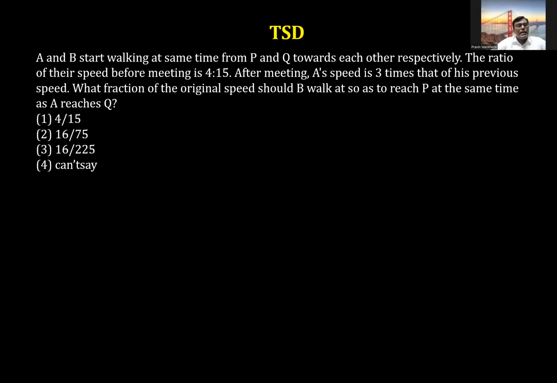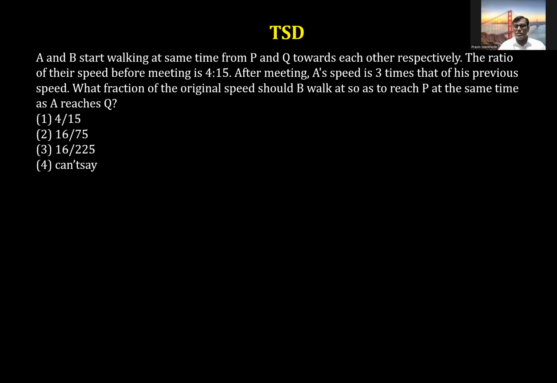A and B start walking at the same time from P and Q towards each other respectively. The ratio of their speed before meeting is 4:15, but after meeting, A's speed is 3 times that of his previous speed. What fraction of the original speed should B walk at so as to reach P at the same time as A reaches Q?